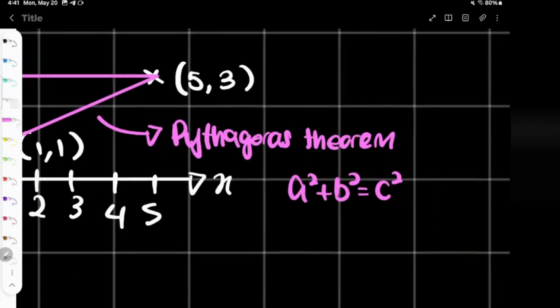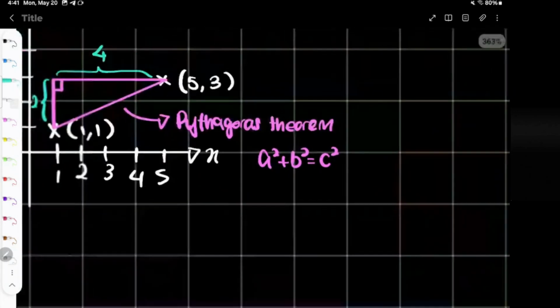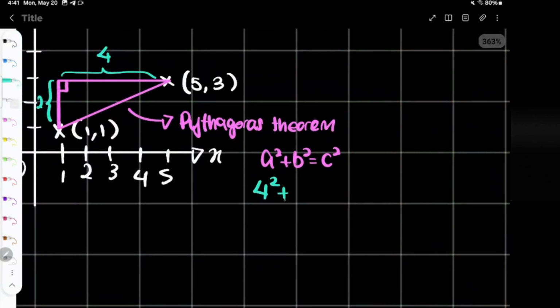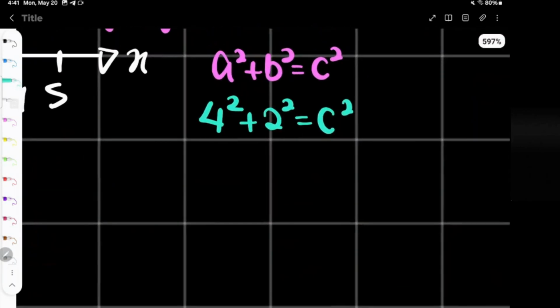So we can use this formula. So what is the top here? The top here is actually 4. This thing here is actually 2. So we can use the formula. So it will be 4 square plus 2 square equal to c square. Yes, c square. So 4 square plus 2 square, that is 16 plus 4. So 16 plus 4 is 20, c square.